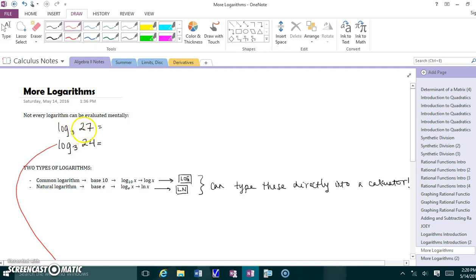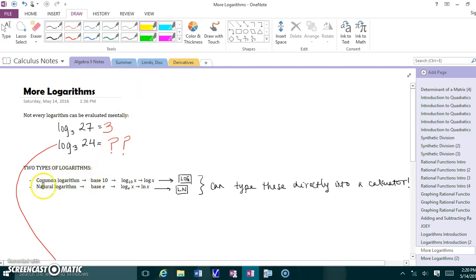So log base 3 of 27, I'm thinking, all right, what exponent of 3 will give me 27? And it's 3. However, not every logarithm question will be set up nice like this and give us whole numbers, because not every number in real life is a whole number. So what if I had log base 3 of 24? I really have no idea what exact exponent of 3 gives me 24. I mean, I know it's going to be close to 3, a little bit less than 3, but I have no idea.